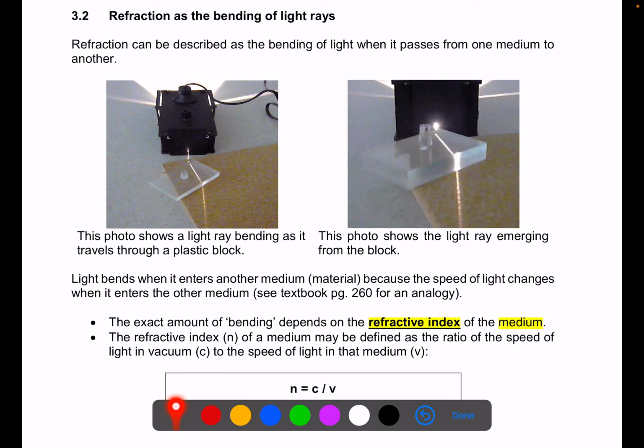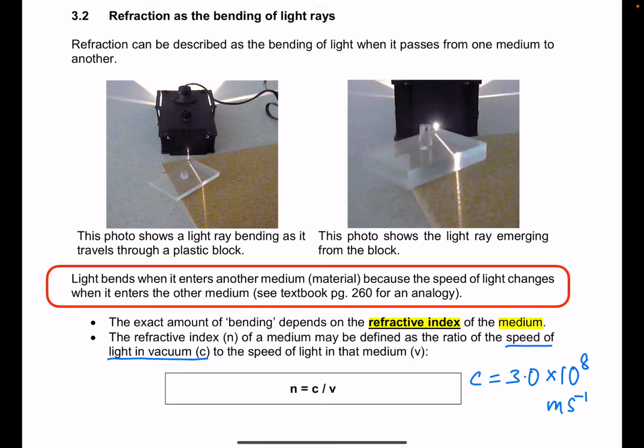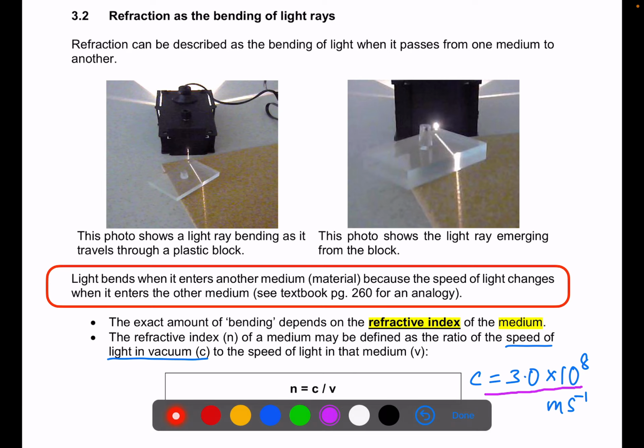And we define refractive index as a ratio of the speed of light in a vacuum to the speed of light in a medium. So we use the symbol n for the refractive index of the medium, c for the speed of light in vacuum, and v for the speed of light in a medium. The speed of light in vacuum is 3 times 10 to the power 8 meters per second.